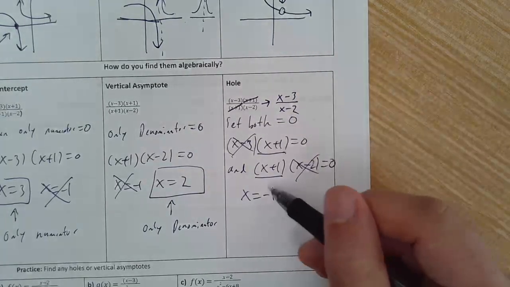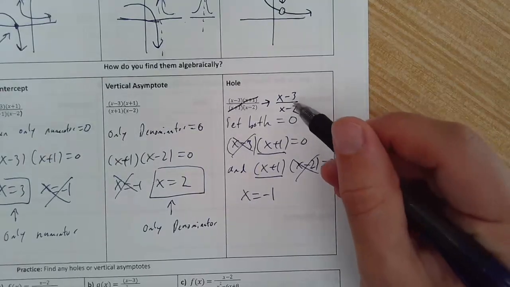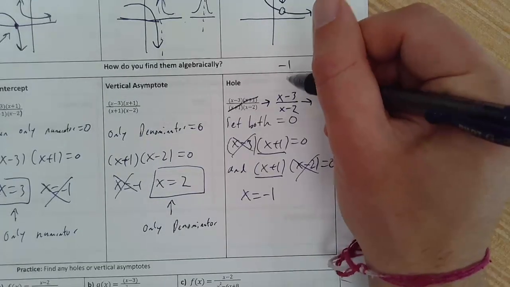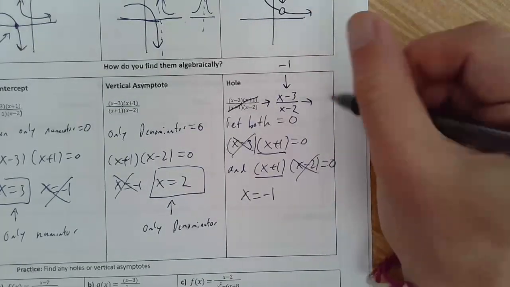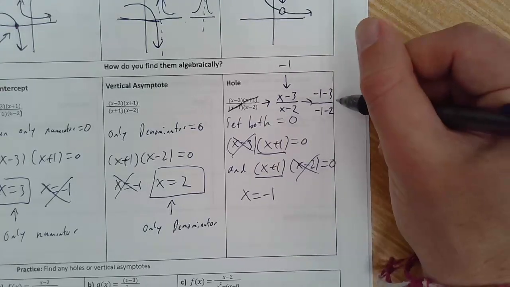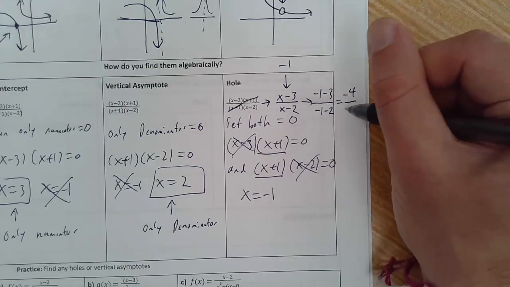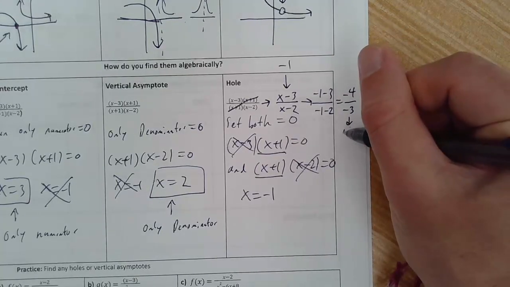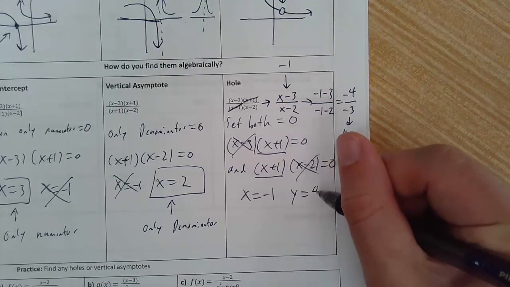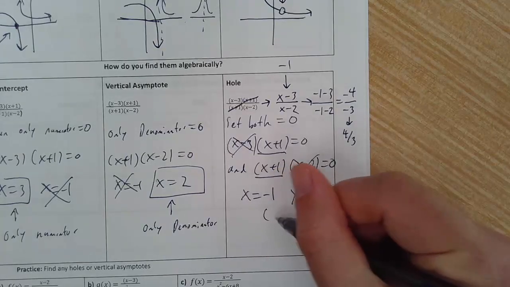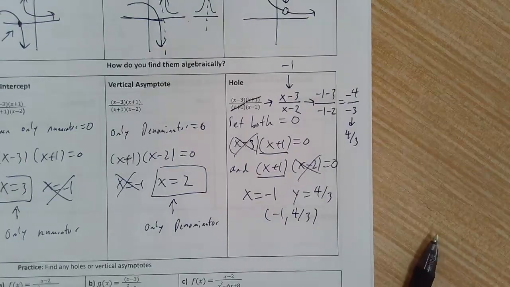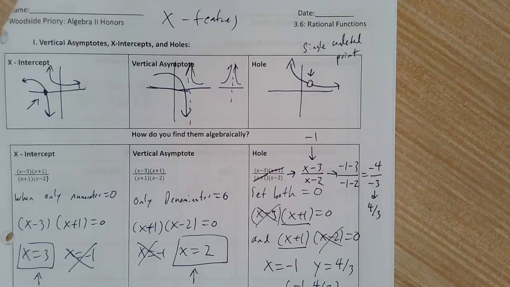We then take that x value that we found and plug it into this. So we're going to plug in the negative 1 into this expression. So we're going to get negative 1 minus 3 over negative 1 minus 2. That's going to be negative 4 over negative 3, which is the same as 4/3. That means my y value is 4/3. So the hole would be negative 1 comma 4/3. Okay. All right.